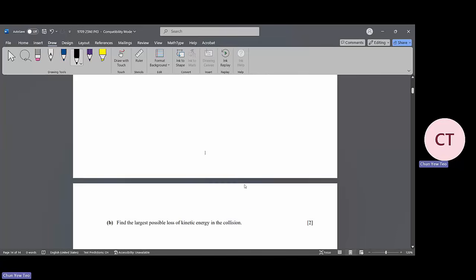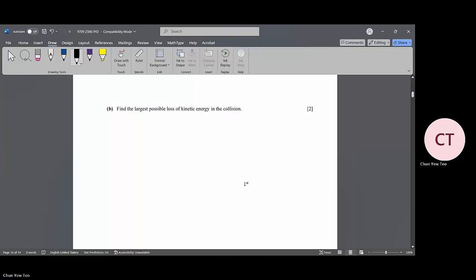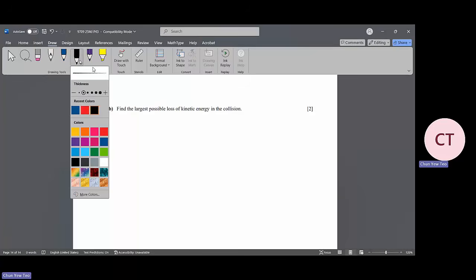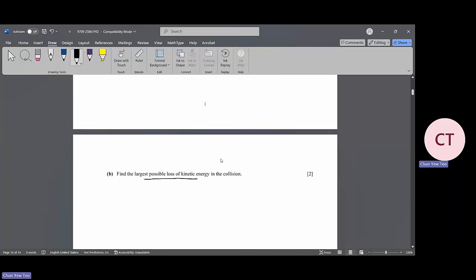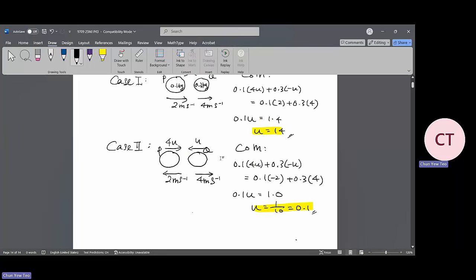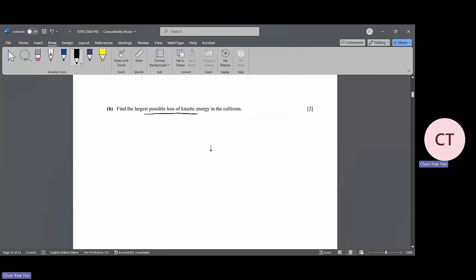Now we move on to question number 1b. Find the largest possible loss of KE in the collision. For the largest possible KE loss, the initial KE must be as large as possible. So for u, we will take the largest value.